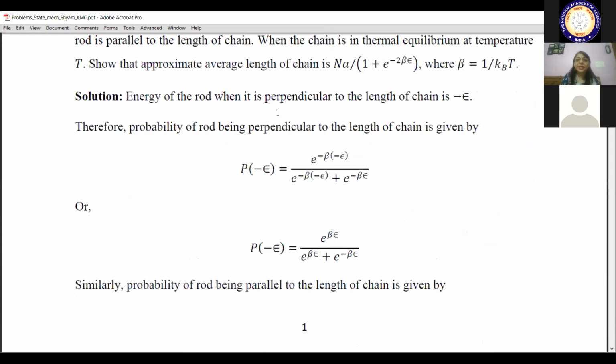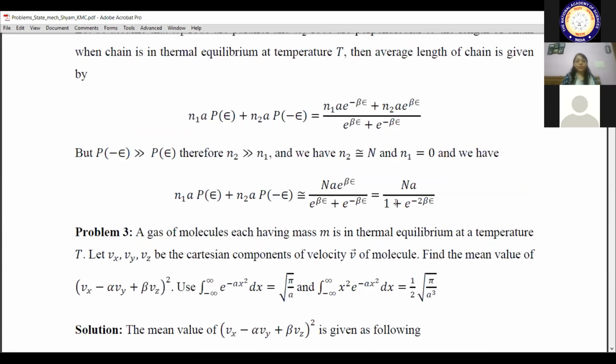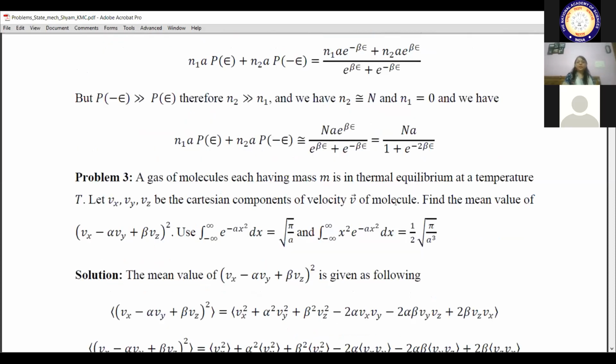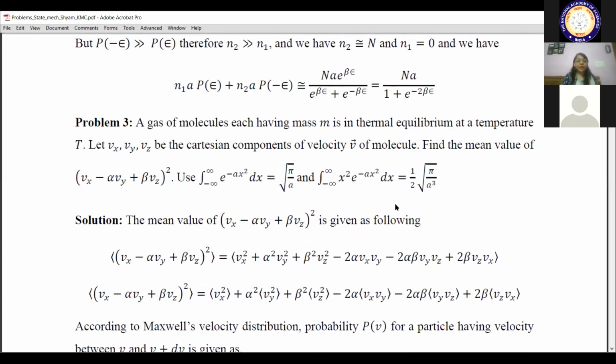So here again, the canonical distribution has been used. The probability concept has been used, and so on and so forth. Obviously, it makes no sense to scroll through a document like this, so I'm passing it on. Please look at it, and if you have any questions, you can post them on WhatsApp or through email as you like. So I will stop sharing this.